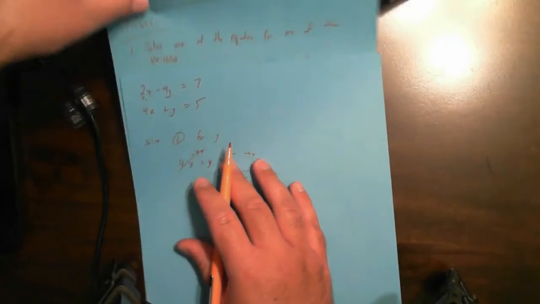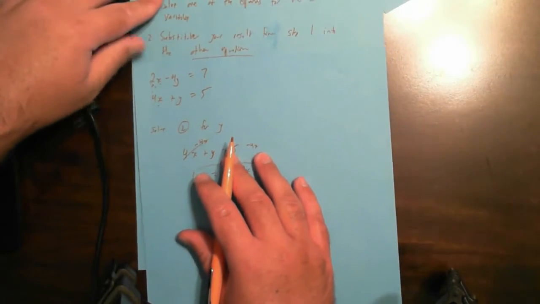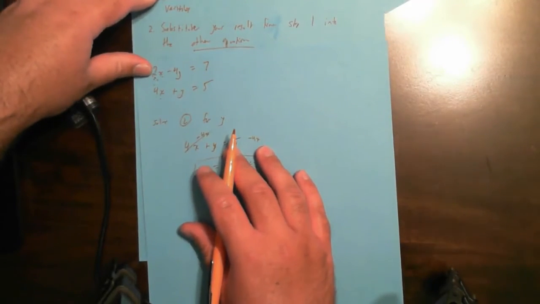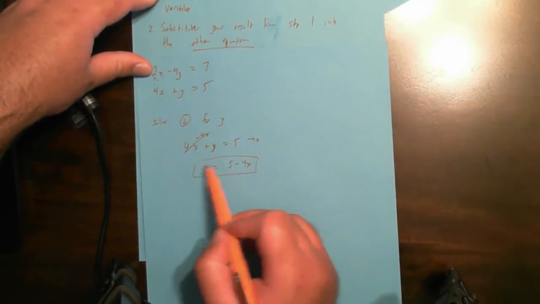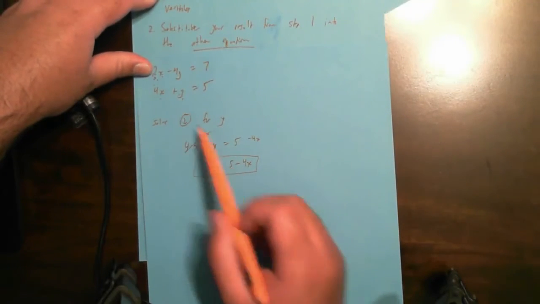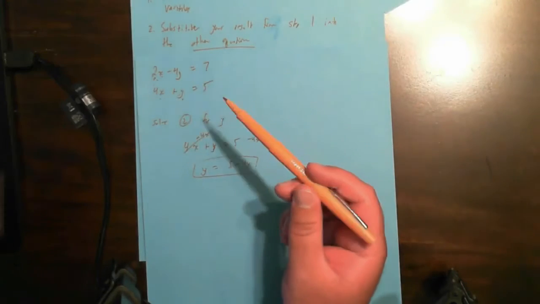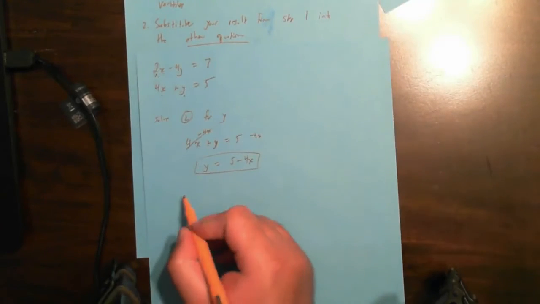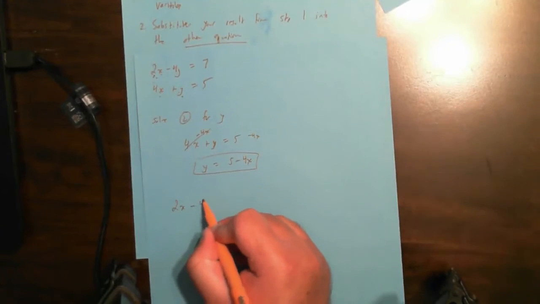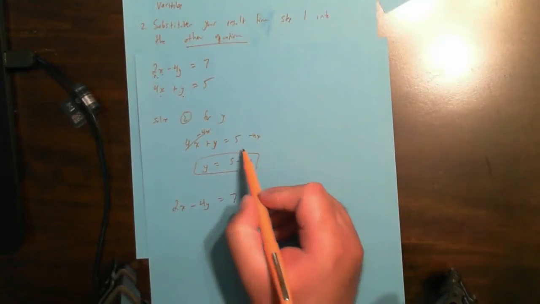Now step 2 says that I substitute the result from step 1 into the other equation. So this equation here is the second equation. So I'm going to take this and put it into the first equation now. You'll see what I mean by that. My first equation is 2x minus 4y equals 7.